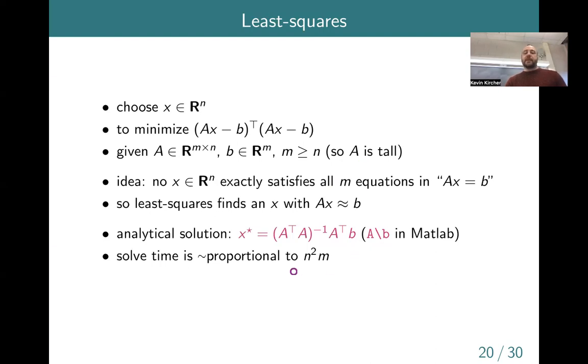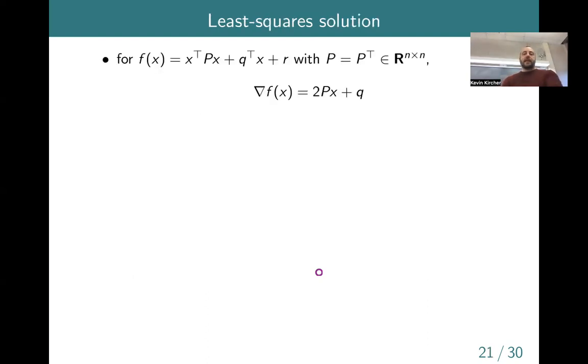And to solve least squares, basically you're inverting a matrix, more or less. So the solve time in the worst case scenario goes like n squared times n. So this is a polynomial in the dimensions of the problem. That means there's a polynomial time algorithm for least squares. So I'm going to show briefly where that comes from.